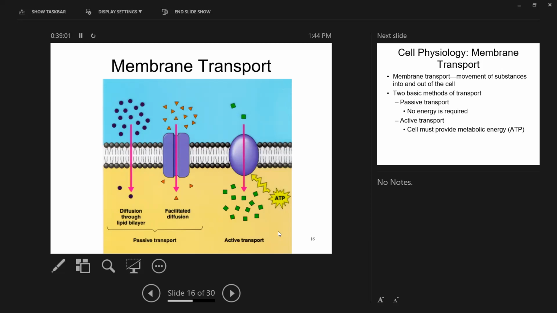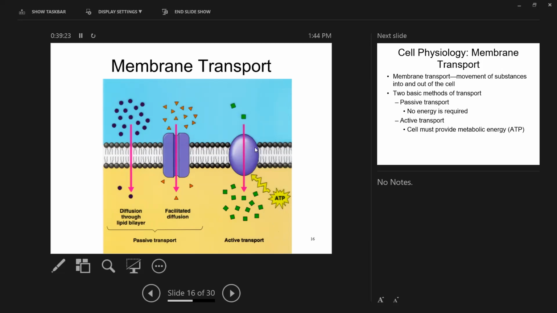The only one that costs us energy is active transport. The cell has to release energy using a molecule known as ATP. We get our energy from glucose, but we use ATP as the means to carry energy around for us.